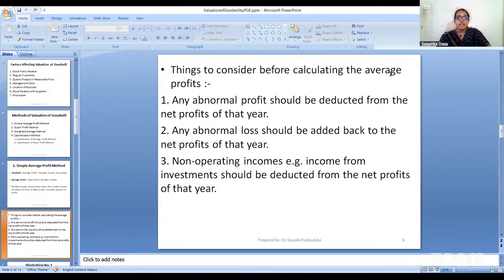Now, when you are calculating average profits, abnormal profit should be deducted from the net profit of the year. Suppose 4 years profits are given, 10, 10, 10, 10. But for the 5th year, there is a loss. Maybe the loss is 5,000. What you have to do? 10 plus 10 plus 10 plus 10, 40, minus 5 you have to do. Then your average profits will be 35. So if any loss is there, you have to deduct it, is what is mentioned here.